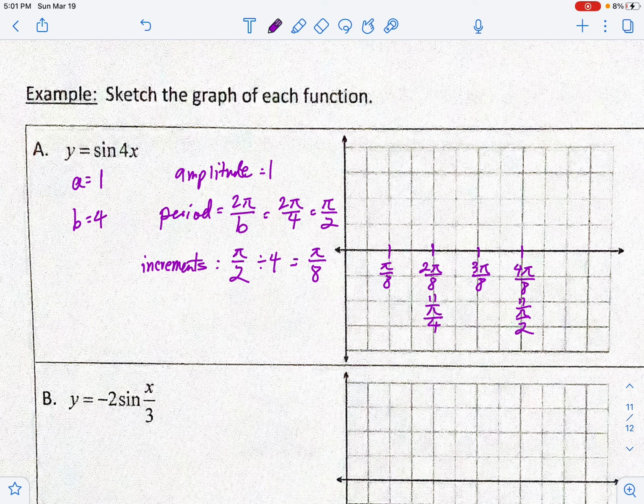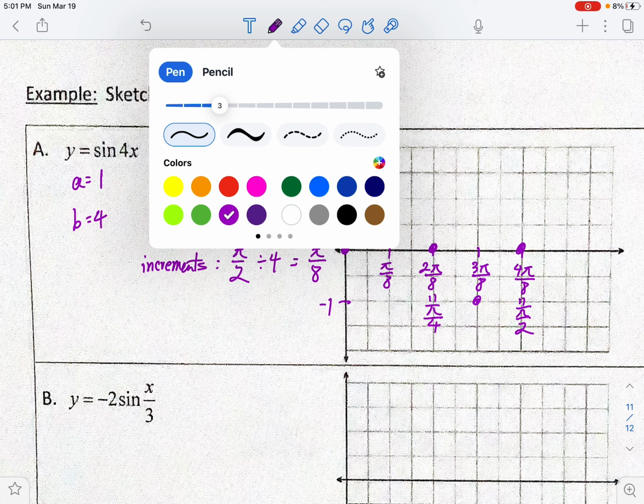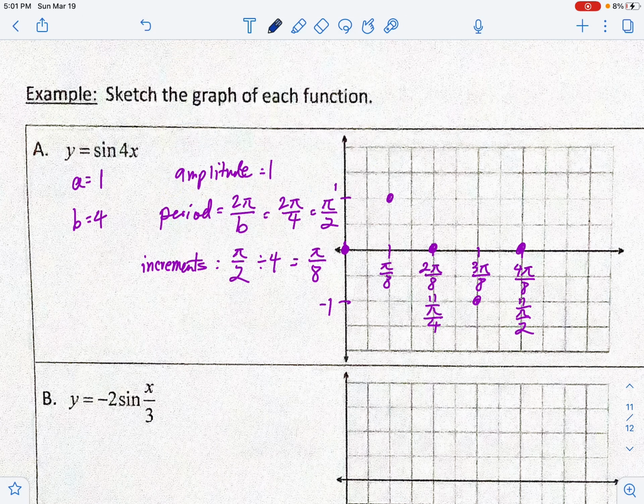So with sine, I know it's going to look like an S curve. It's going to start off in the middle, go up to our amplitude, or our maximum of 1. It's going to go back to the middle, down to our minimum of -1, and then back to the middle. Again, we found our minimum and maximum based on our amplitude. So with those 5 points, I'm just going to now connect my dots and create my sine curve.